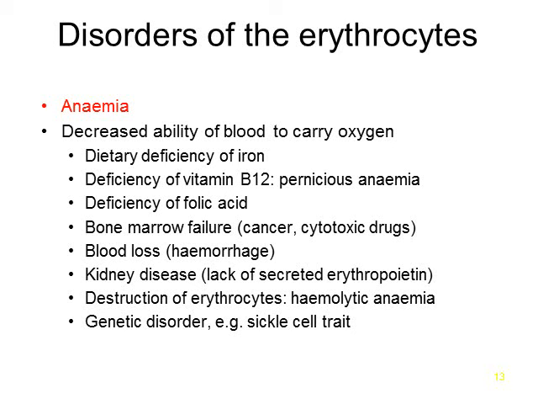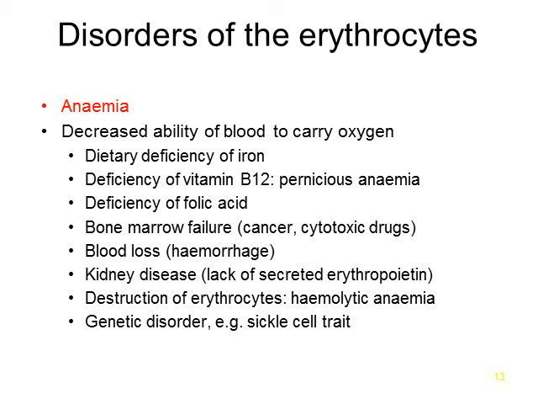Various disorders of the erythrocytes are recognised. The first and probably most common is anemia. In this case, it's a decreased ability of blood to carry oxygen. There can be a dietary deficiency of iron, a deficiency of vitamin B12. If this happens, it's called pernicious anemia, which is a slightly different condition. Deficiency of folic acid can also reduce the number of red blood cells we produce. And bone marrow failure due to cancer or cytotoxic drugs can also result in quite severe anemias.